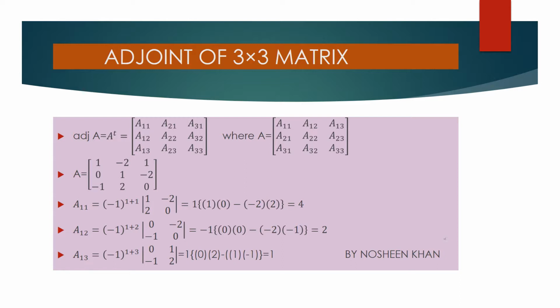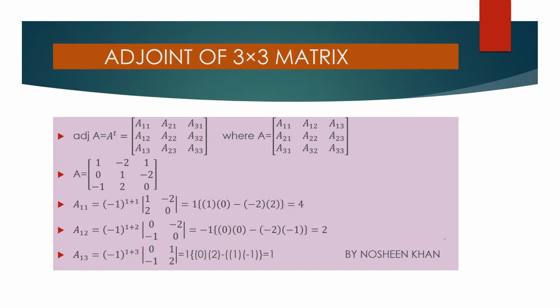And these A11, A21, A31, all these are the cofactors, and we have to find all these cofactors. Here I have a matrix A is equal to 1, minus 2, 1, 0, 1, minus 2, minus 1, 2, 0. Now the first cofactor in the matrix A, not in the A transpose matrix. In the matrix A, the first cofactor is A11. So the first row and the first column will be neglected, and the remaining values are 1, minus 2, 2, 0.